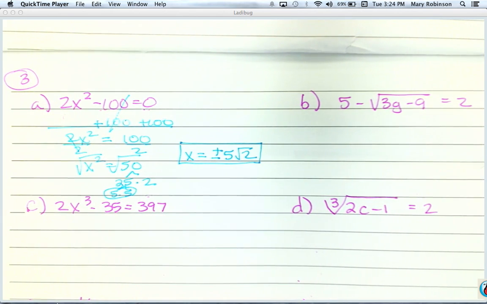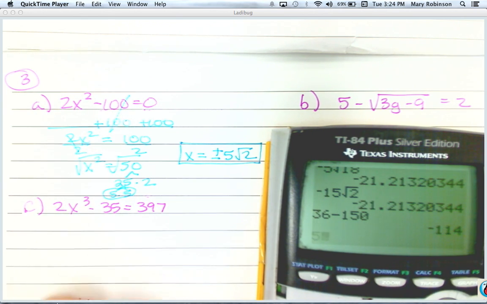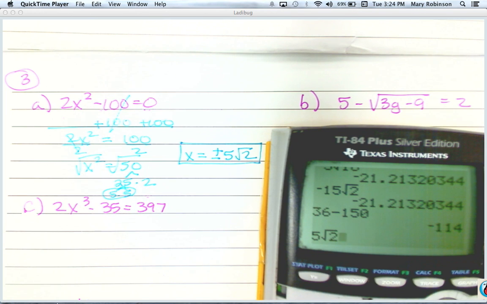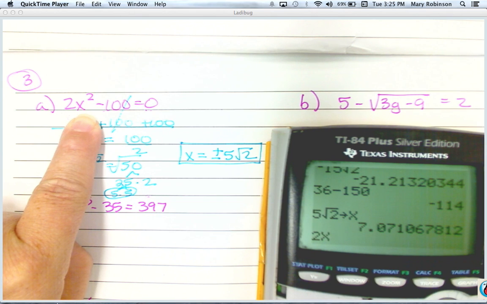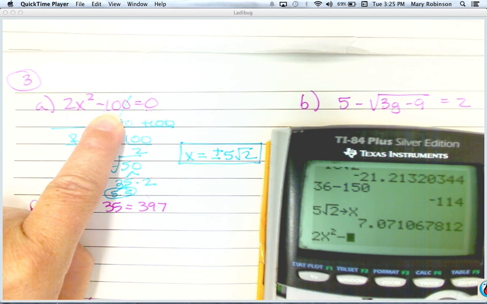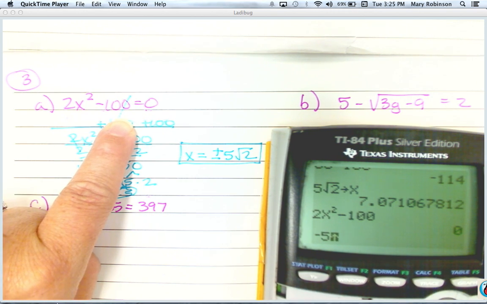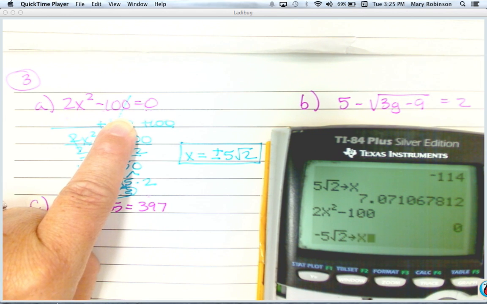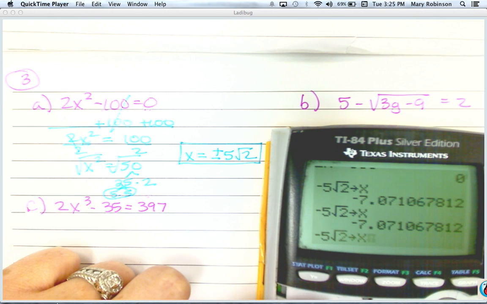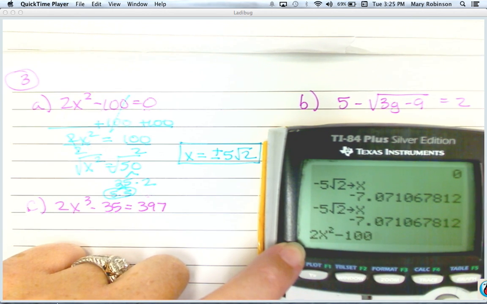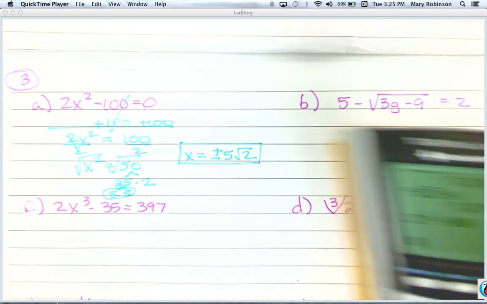Remember, you can store your values as x also. If we were to store 5 square root of 2 as our x value, and then type in our equation, 2x squared minus 100, it should come out to equal 0. It does. Now if I do negative 5 square roots of 2, store that as x, plug it back into this equation with our negative 5 square roots of 2, it also equals 0. So both solutions are correct.